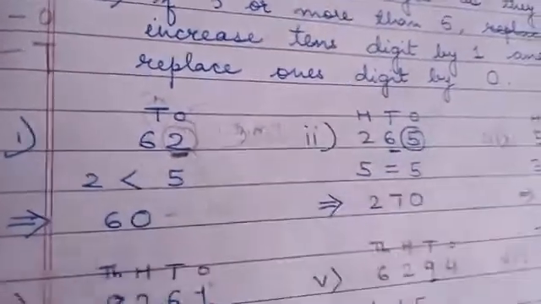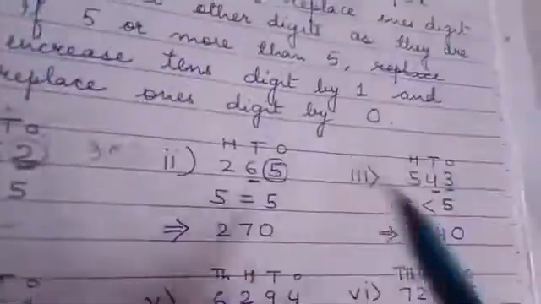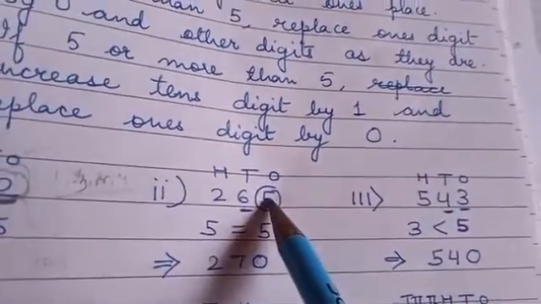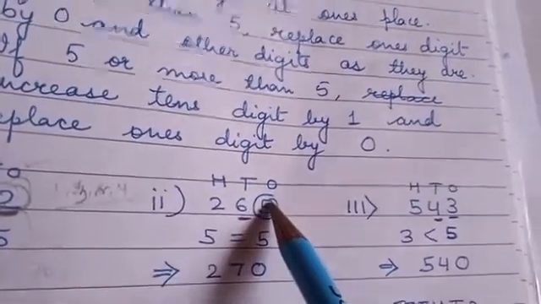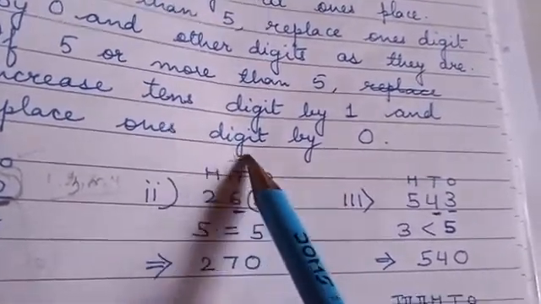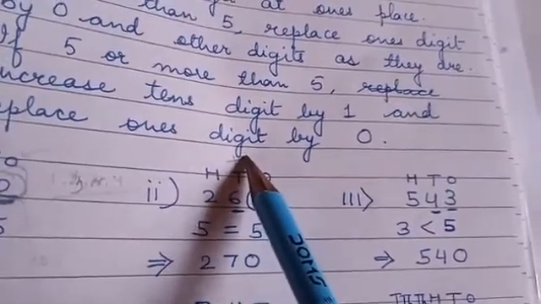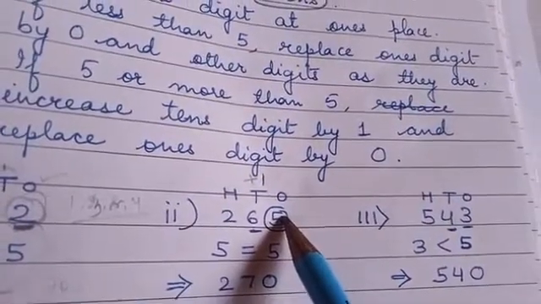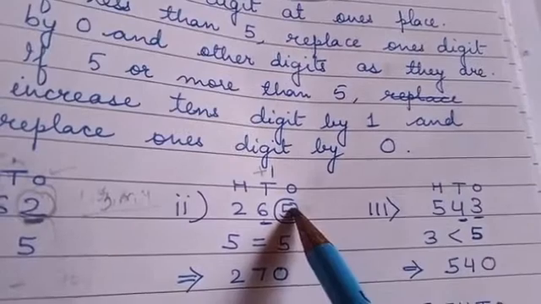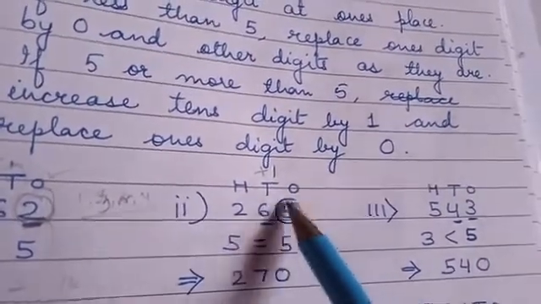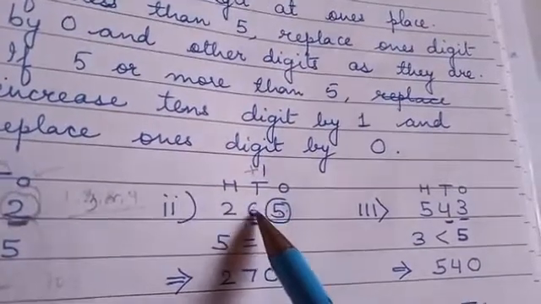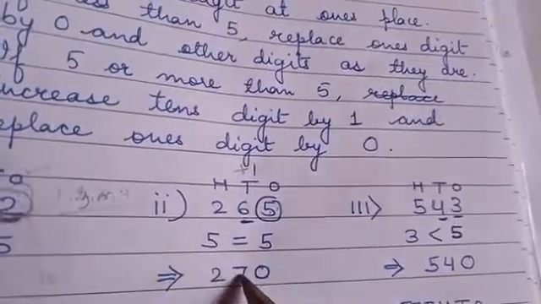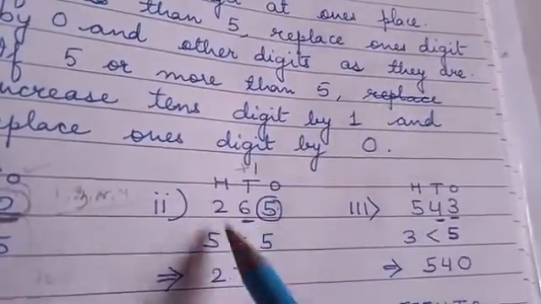Understood? Let us check this. The question is the same, round off to the nearest tens. So I will check the digit at the ones place, which is 5. I told you if it is equal to 5 or more than 5, 1 will be added at the tens place. Why? Because we are rounding off to the nearest tens. So what is the tens digit? The tens digit is 6. So 6 becomes 7, 5 becomes 0, and 2 will remain as it is.